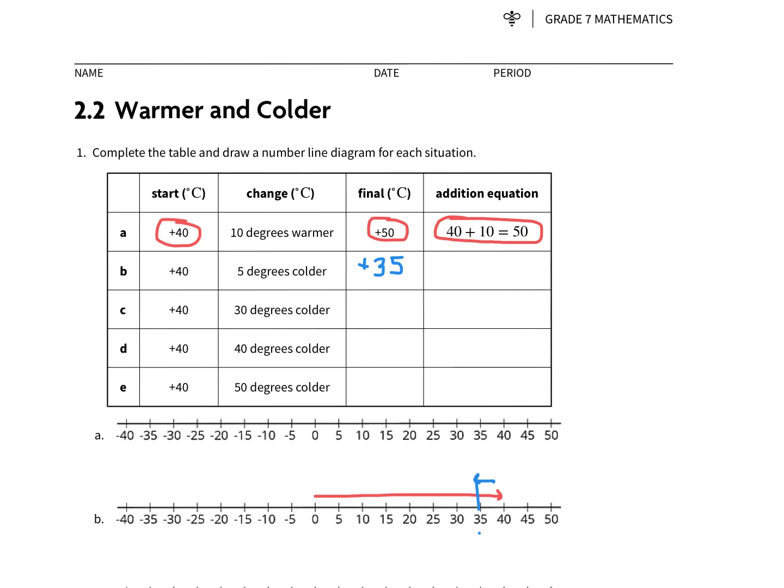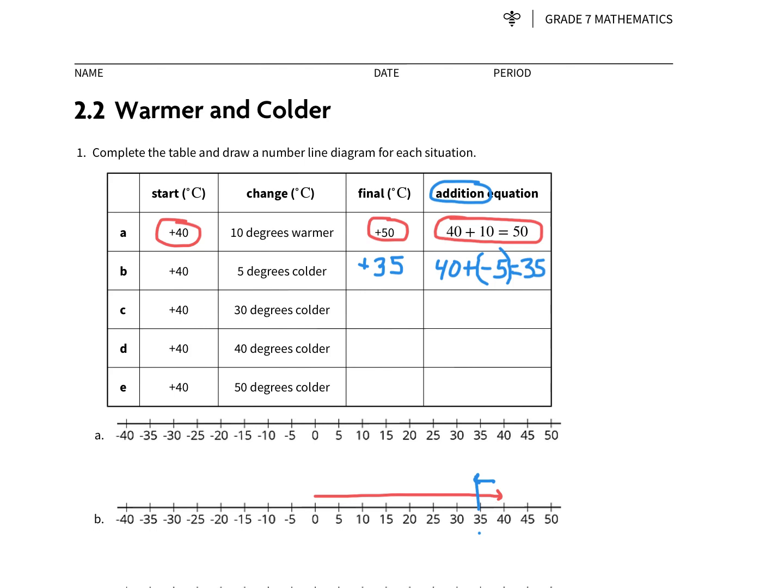The addition equation that they're looking for here, though, even though we're subtracting 40 minus 5, they want you to write an addition equation. So what they're looking for here is 40 plus negative 5 equals 35. So make sure you use an addition equation here as opposed to a subtraction equation. Sometimes we put parentheses around the negative to indicate that we're adding a negative number.